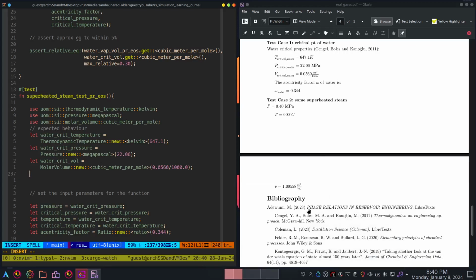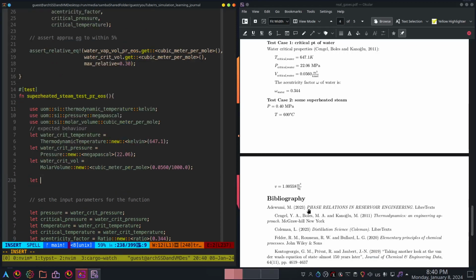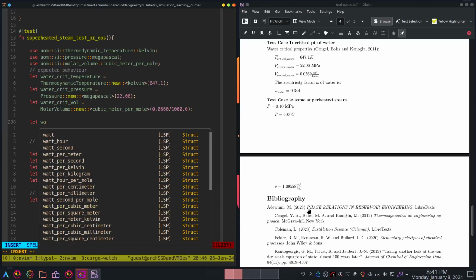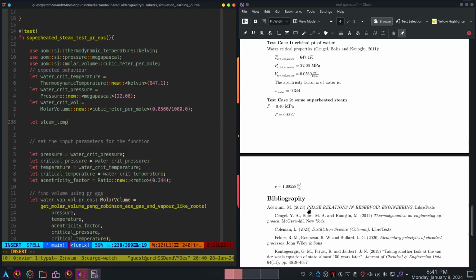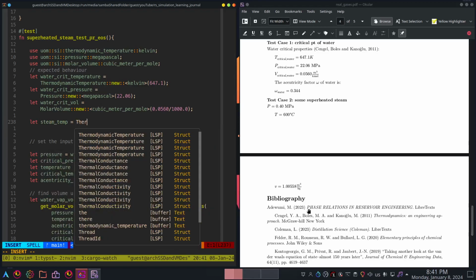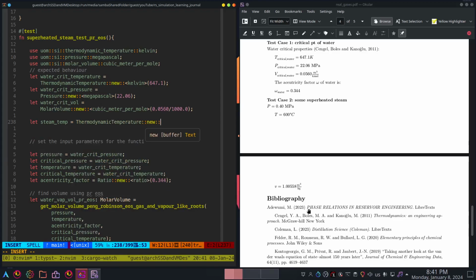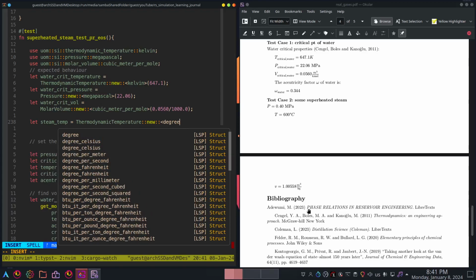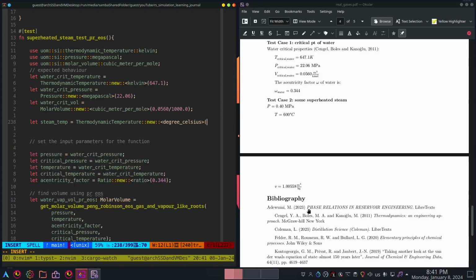So I'm going to do let water steam temperature equals ThermodynamicTemperature::new degree Celsius 600.0. Okay.